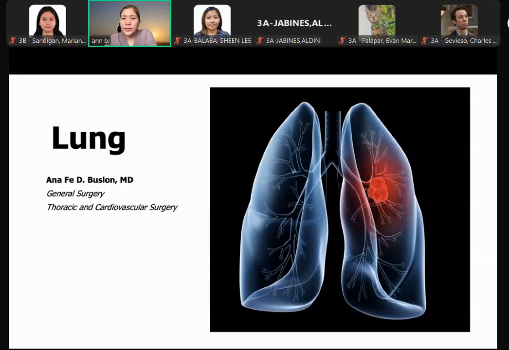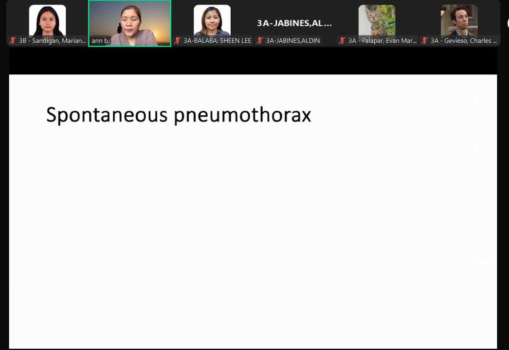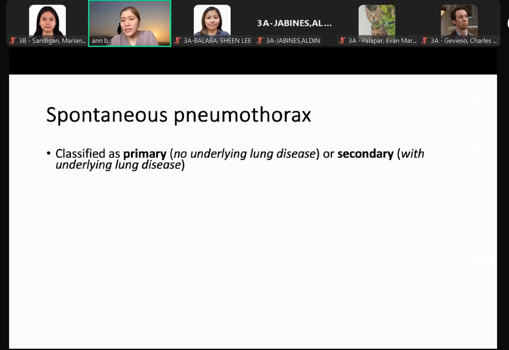So again, as we discussed with the tumors of the trachea, then we go to the problems of the lung. So first, we have the primary. We have the spontaneous pneumothorax. It is classified as primary or secondary. When you say primary, no underlying cause. When you have secondary, it could be there is an underlying lung disease or any infection. So diagnostics, we have chest X-ray and high-resolution CT.